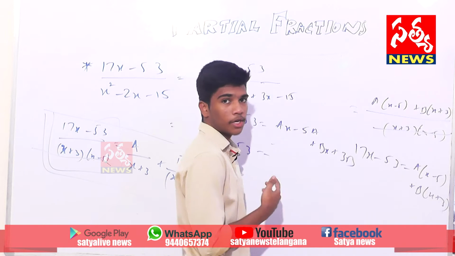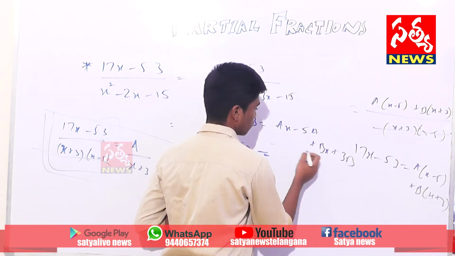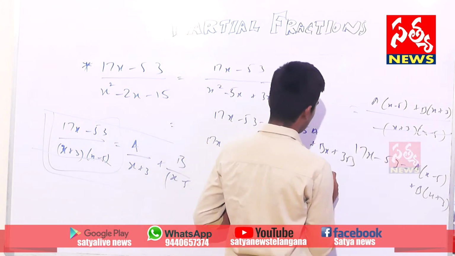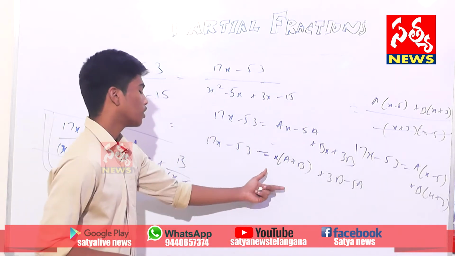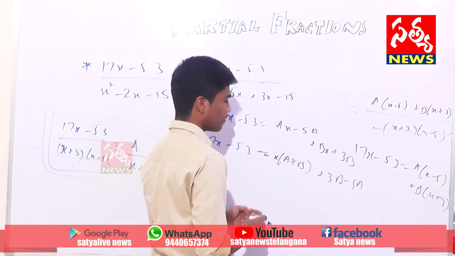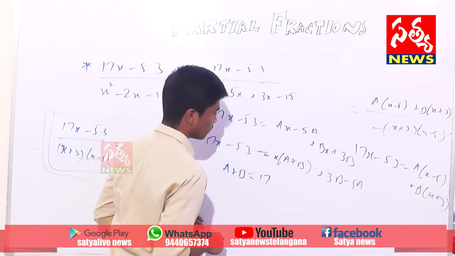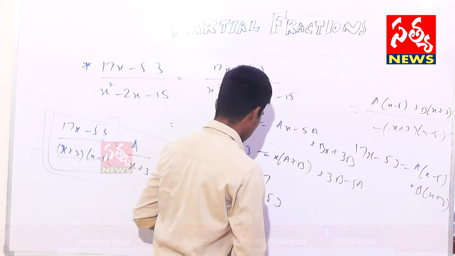Now equate the constant to constant and coefficient of x to coefficient of x. a plus b, and 3b minus 5a. So here you get two linear equations. After solving them, we get the values of a and b. So here I will solve it. a plus b is equal to 17 and 3b minus 5a is equal to minus 53.